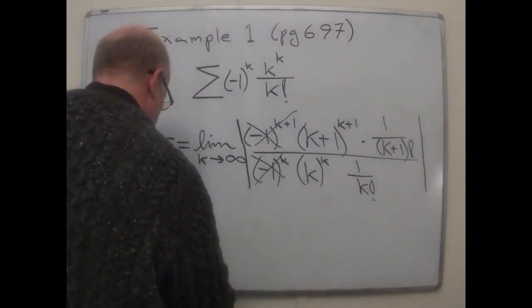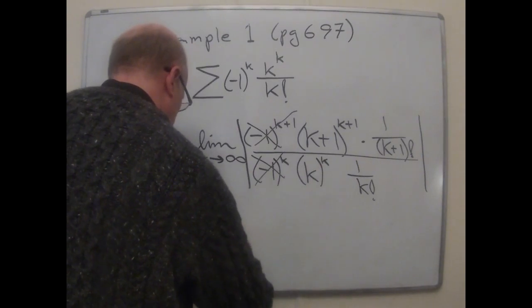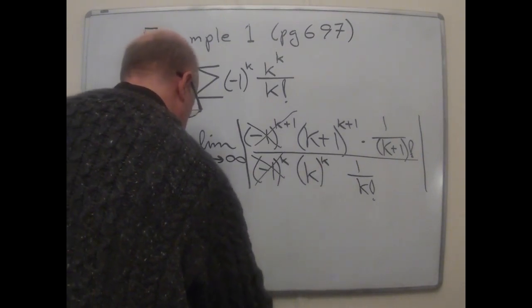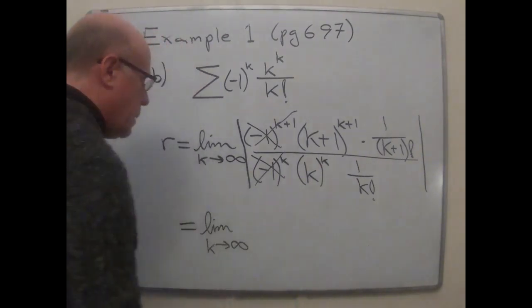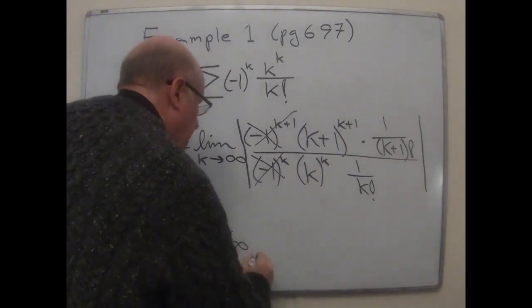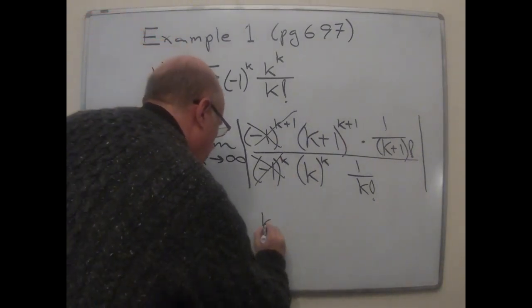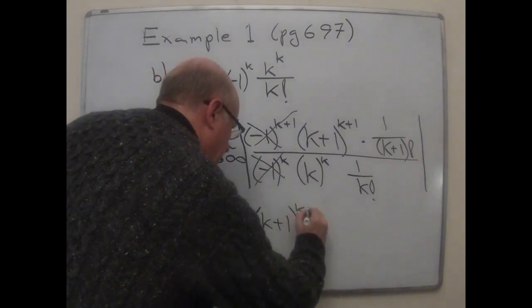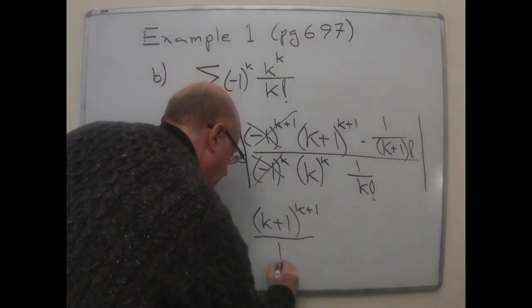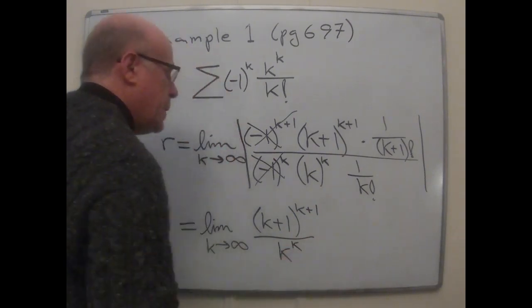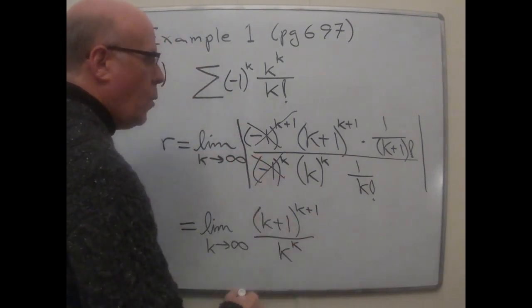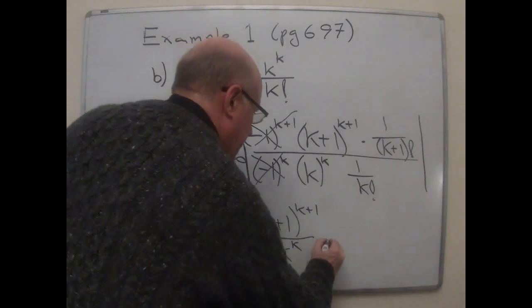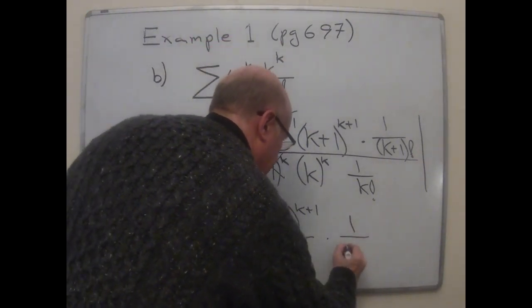So what we need to do is evaluate this limit now. k is going to infinity of k plus 1 to the k plus 1 over k to the k, and we had 1 over k plus 1 out of the factorial bits.